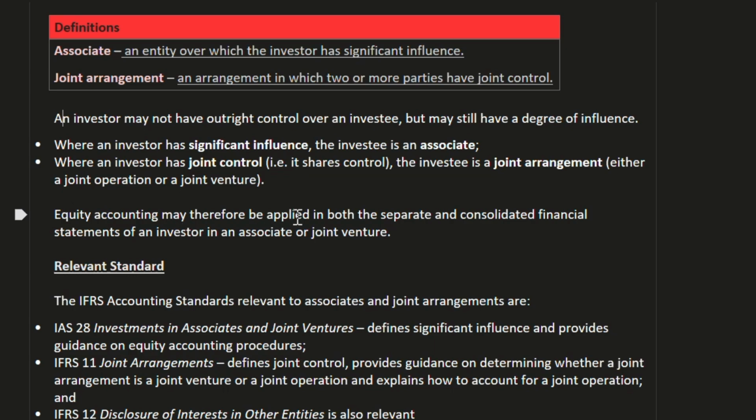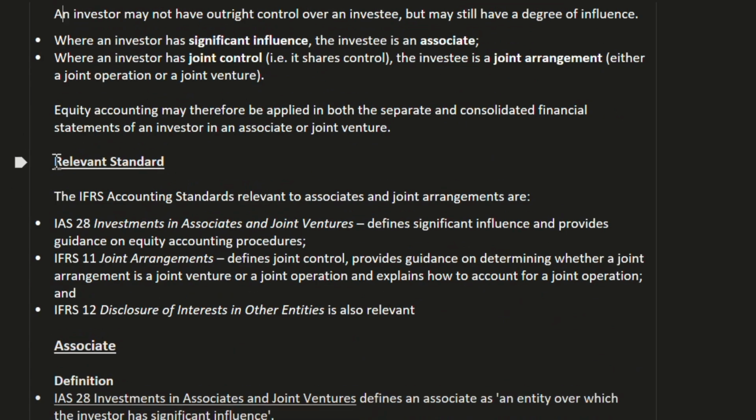Equity accounting may therefore be applied in both the separate and consolidated financial statements of an investor in an associate or joint venture. Relevant standards: the IFRS accounting standards relevant to associates and joint arrangements. IAS 28 Investment in Associates and Joint Ventures defines significant influence and provides guidance on equity accounting procedure.